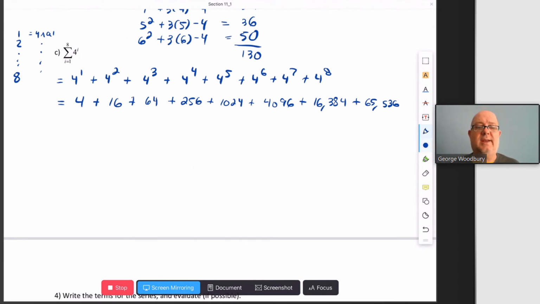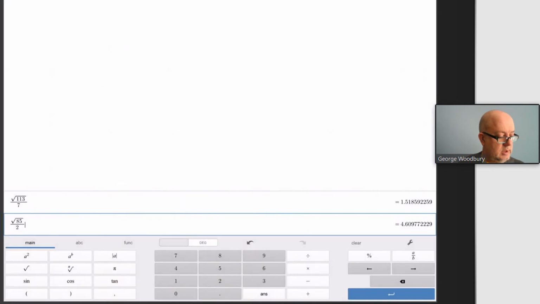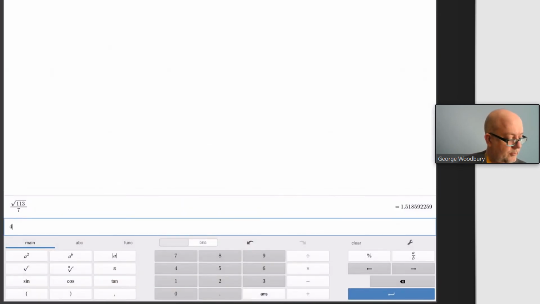Let's go ahead and take a look at the scientific calculator to add these up. So I've got 4 to the first plus 4 to the second plus 4 to the third plus 4 to the fourth plus 4 to the fifth plus 4 to the sixth plus 4 to the 7th, plus 4 to the 8th. And there's our sum way over to the right, 87,380.